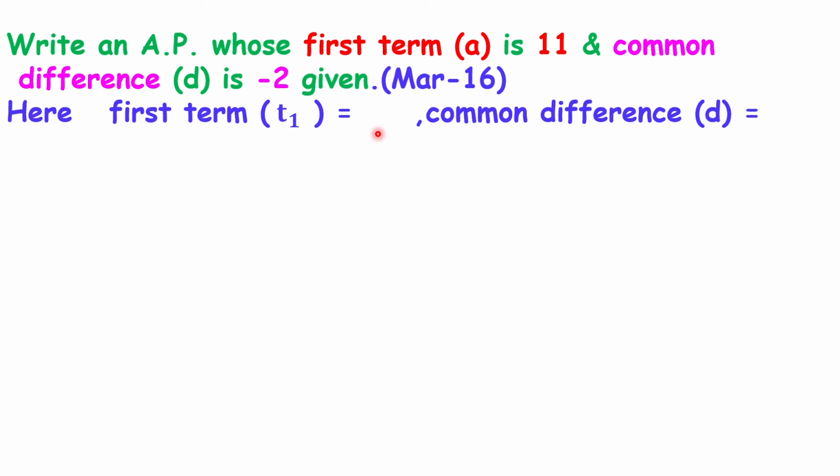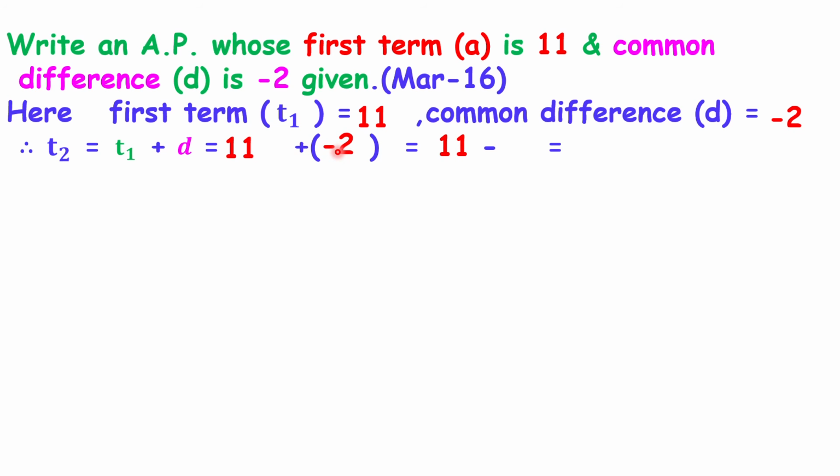Now here the first term T1 is equal to 11 and common difference D is equal to negative 2. The first term is already given. We find the second term. How do we find the second term? We add the common difference to the first term. Therefore, T2 is equal to the first term T1 plus common difference D. Here T1 is 11, plus common difference negative 2. Plus into minus becomes minus 2. 11 minus 2 is 9.